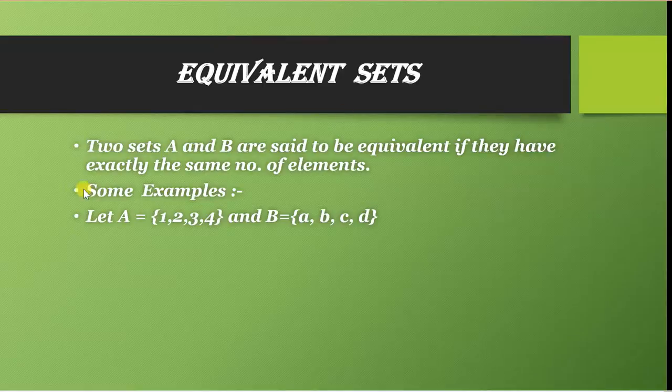For example, if a set A is having 1, 2, 3, 4 and another set B is a, b, c, d, then both the sets are having the same number of elements, 4 elements. Both the sets are having 4 elements, but the elements are not the same. So, they are equivalent sets but not equal sets.